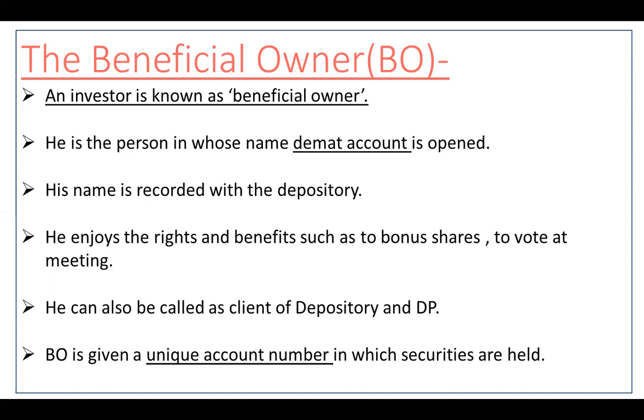The beneficial owner is given a unique number in which the securities are held, just like our bank account in a bank. All the transactions related to the securities are done totally through the unique account number. This is the beneficial owner.